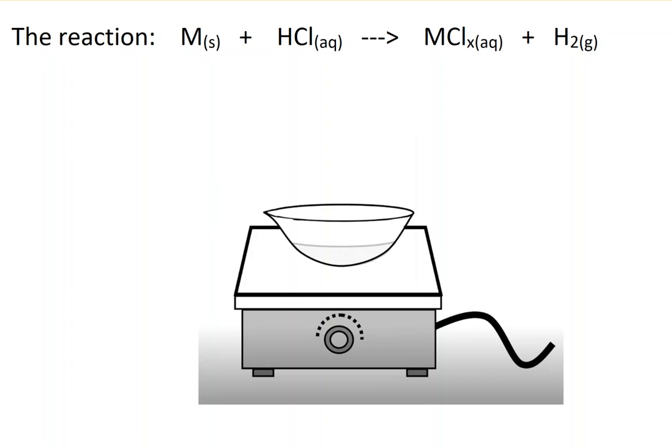Okay, so what you'll do is weigh your evaporating dish. This is the evaporating dish. You'll weigh it empty first, then put some metal in it and weigh it again, so that way you can get the mass of your metal. Then you're going to add some solution of hydrochloric acid, and the hydrochloric acid will make it bubble. The hydrochloric acid is aqueous, so that's adding water to it as well.